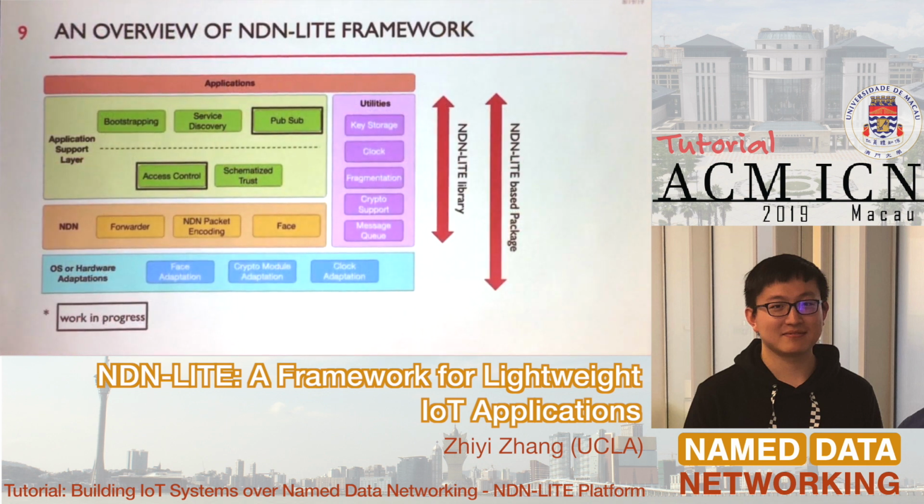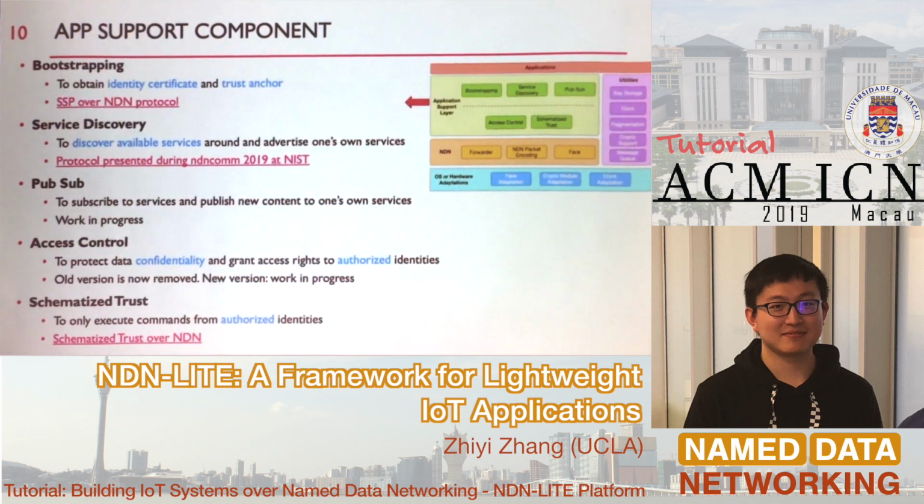As you can see, these colorful boxes represent different modules of the NDN-LITE framework. Let's go through them one by one. First, the application support component, the green box. It has bootstrapping, which helps the application obtain the identity certificate and install the trust anchor of the home IoT system.